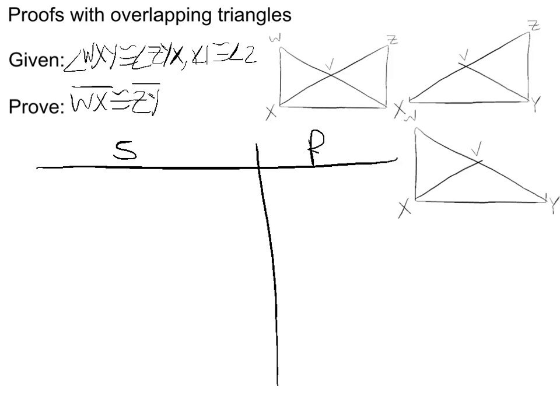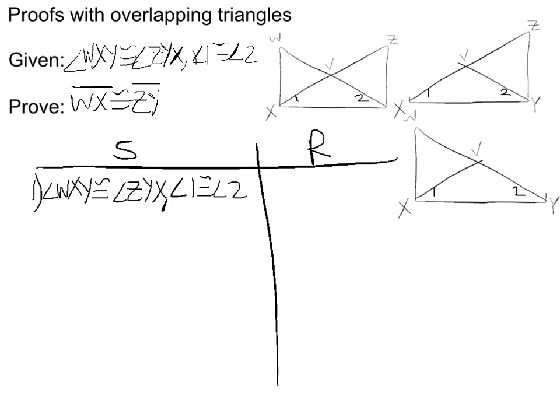Now you already set up your two-column proof, so you're kind of ahead of me, so I'll go ahead and write statements and reasons. My given information is that angle WXY is congruent to angle ZYX, and that angle 1 is congruent to angle 2. Now you're probably wondering, where's angle 1 and 2? In the diagram, this is angle 1 and this is angle 2. So here's my little angle 1, here's my little angle 2, here's my little angle 1, 2, and angle 1.